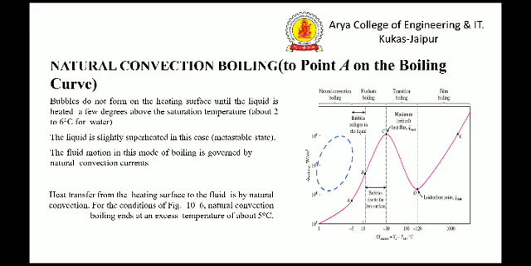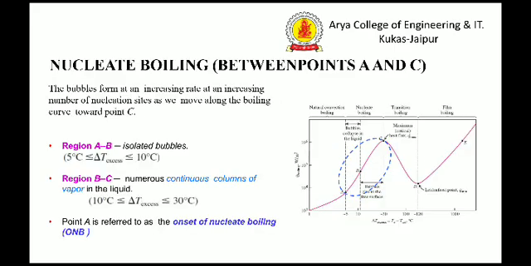Bubbles do not form on the heating surface until the liquid is heated a few degrees above the saturation temperature. The liquid is slightly superheated in this case. This is called the metastable state. The fluid motion in this mode of boiling is governed by natural convection currents. Heat transfer from the heating surface to the fluid is by natural convection.